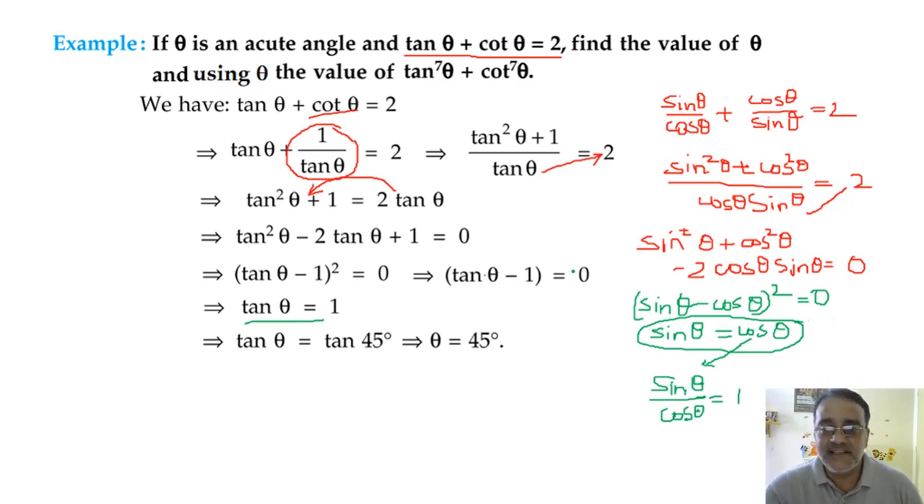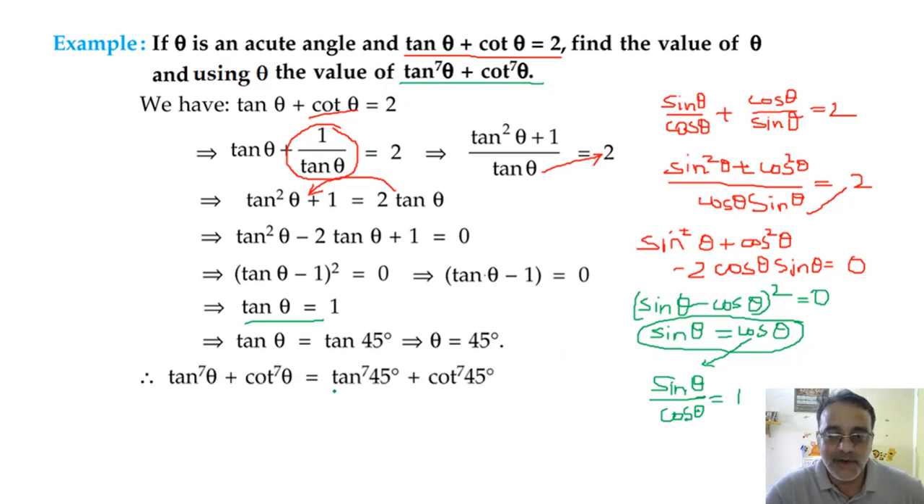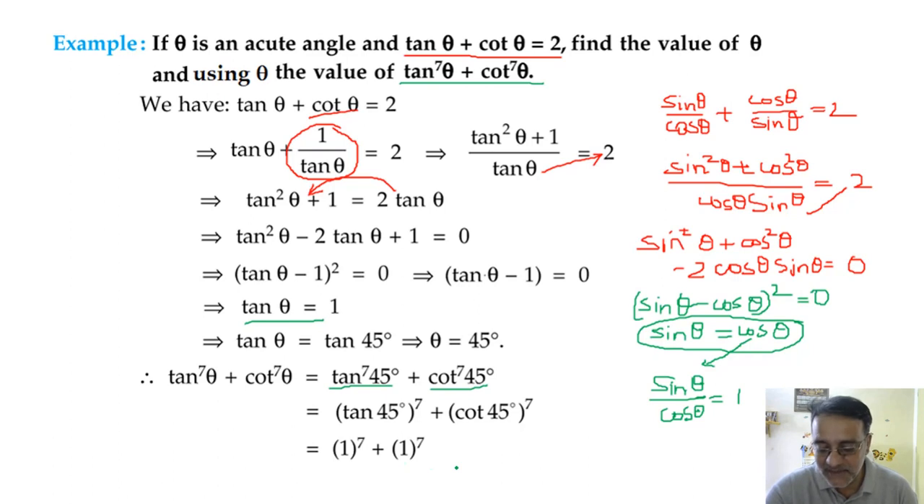So which method is easy, this one or this one? So the previous one. This one. Okay, fine. So now we got the value of theta. Now we have to find the value of this expression. So what is the value of tan 45? 1. Cot 45? 1. So 1 to the power 7 is 1. So 1 plus 1 is 2. So the answer is 2. Any doubt? No, sir. Okay.